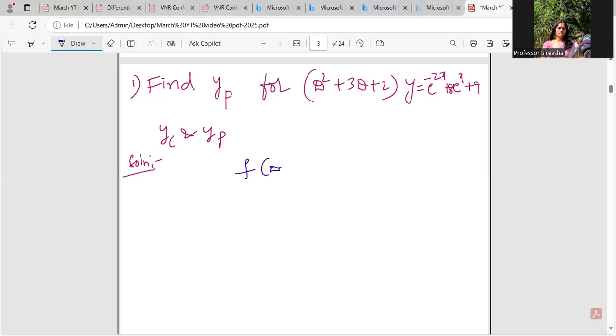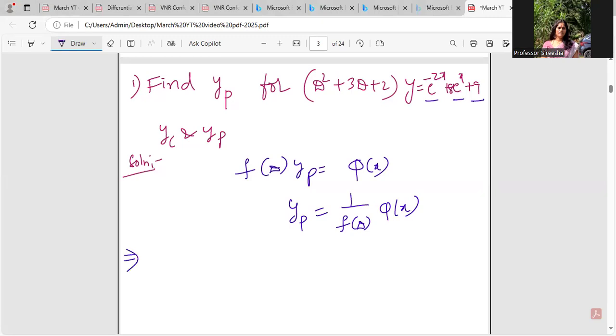First, I'll rewrite the given equation as f of d into yp is equal to q of x. Now, q of x is three parts, guys. This is one, this is one, this is one. So yp initially would be 1 by f of d into q of x. Now I'll be splitting, because otherwise I should be writing all three again and again and there may be errors. Not exactly in this problem, but in other problems, you may have errors. So I'll be rewriting like this. Just have a look at it.